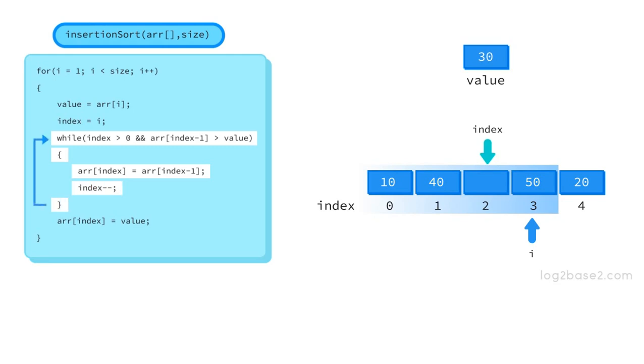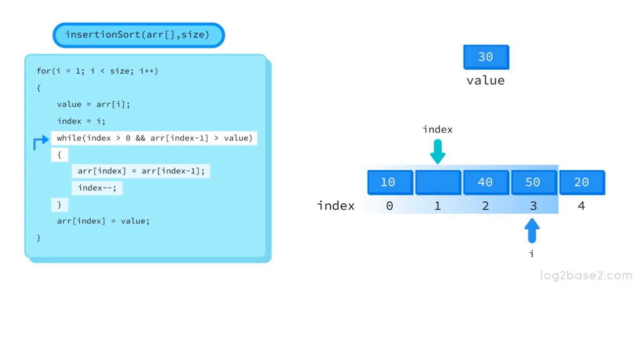Now again check the while condition. Now also index is greater than 0. So check if arr of index minus 1 is greater than value. That is, if 40 is greater than 30, and it is true. So place arr of index minus 1 to arr of index. So 40 will be copied to index 2. Now reduce the index value. So index equal to 1 now.